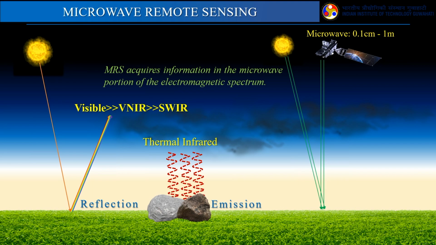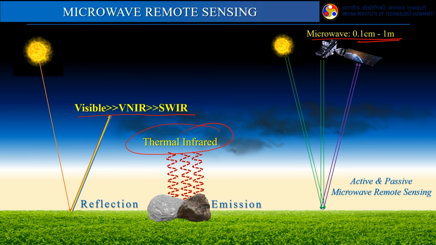I hope you remember this particular slide where we have explained the different parts of the electromagnetic radiation. To start with, we have visible, VNIR and SWIR, then we have thermal infrared, and then we have the microwave remote sensing region. So here in microwave we are utilizing this 0.1 centimeter to 1 meter wavelength range, right. So here we can have both active and passive microwave remote sensing, and here you can understand the role of atmosphere, depth of penetration and what kind of information it has.